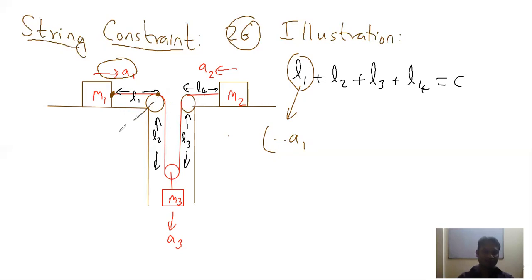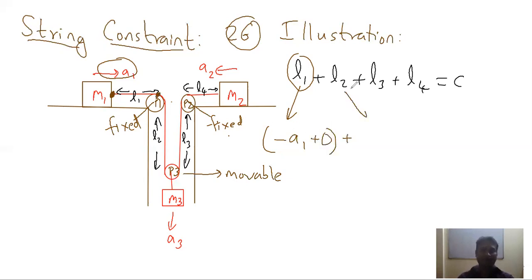Now this pulley here is a fixed pulley because it is fixed to the table. This pulley is also a fixed pulley. So these two pulleys, pulley 1 and pulley 2, are fixed, whereas this pulley 3 is a movable pulley. So for length L1, one end is connected to this point: minus A1 because length is decreasing. This point is fixed, so plus 0.